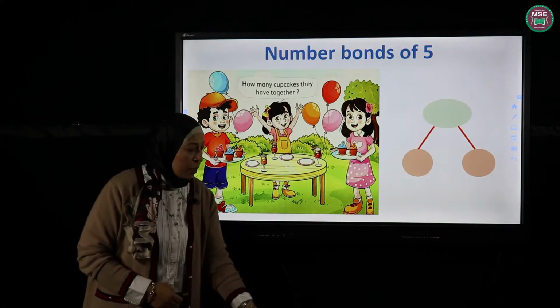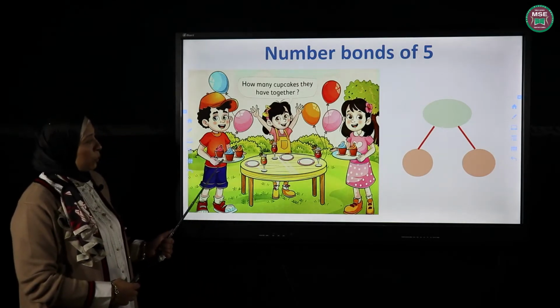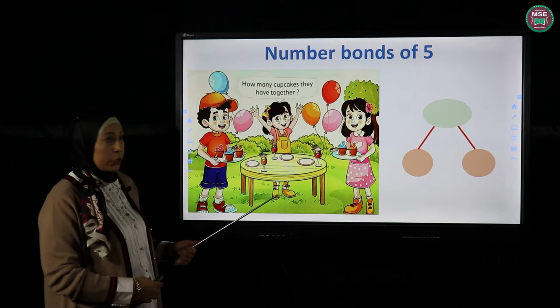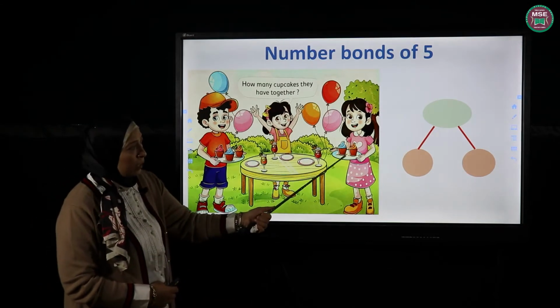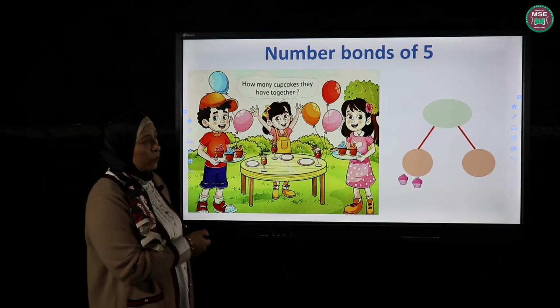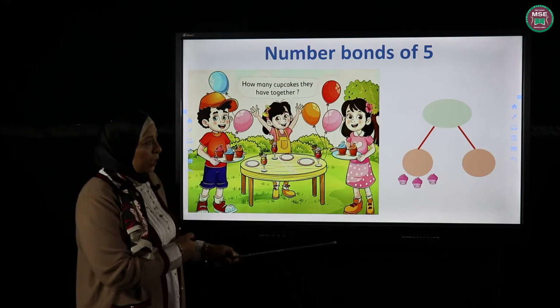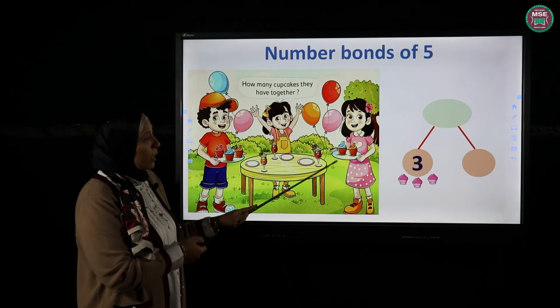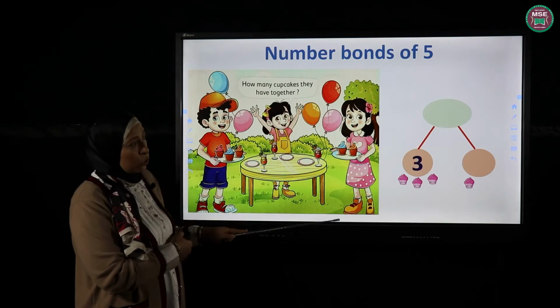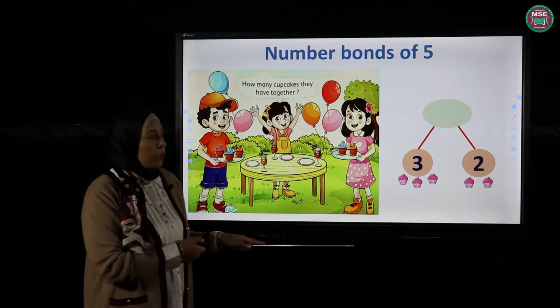Okay, how many cupcakes does the boy have? He has 1, 2, and 3. What about the girl? She has 1 and 2. Okay, so the boy has 1, 2, and 3, so we can write in this circle number 3. And the girl has only 1 and 2, so we are going to write number 2.